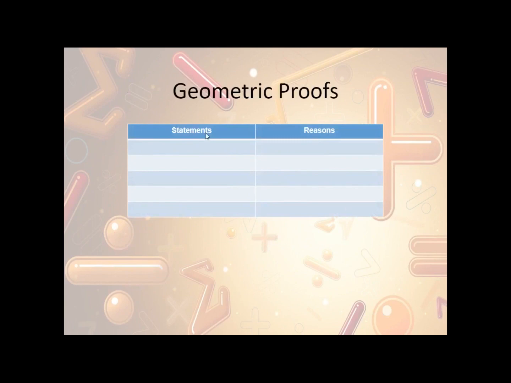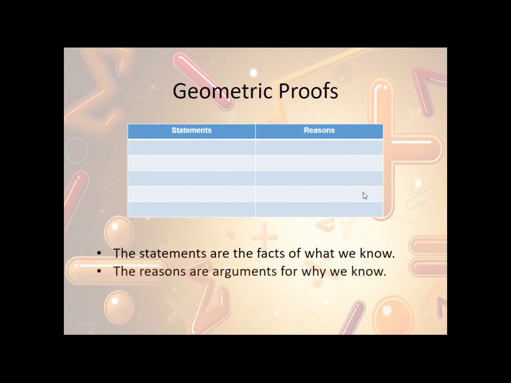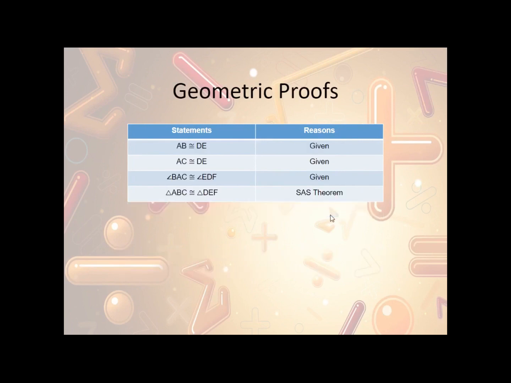They look like this. So we have a column here that represents our statements. This is what do we know? So these are the statements of we know this, we know that, and so on. Now the right side is the reasons, and that is the arguments for how we know that to be true. This is an example of a geometric proof. So it says AB is congruent to DE, and we have our reason as given.